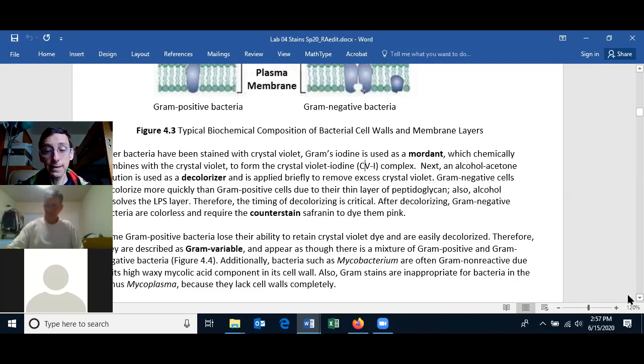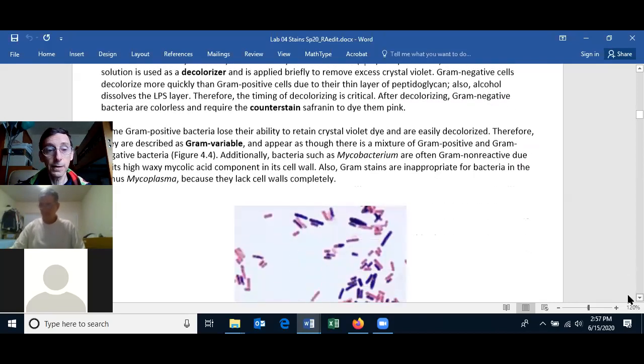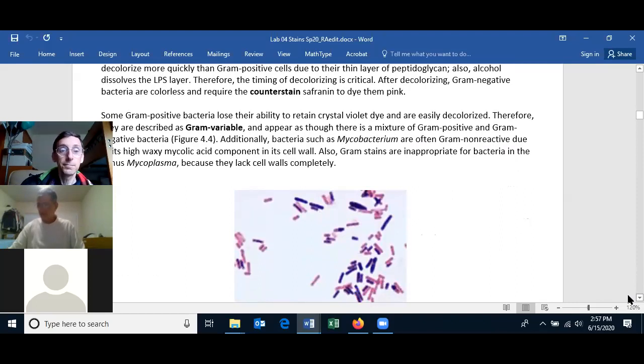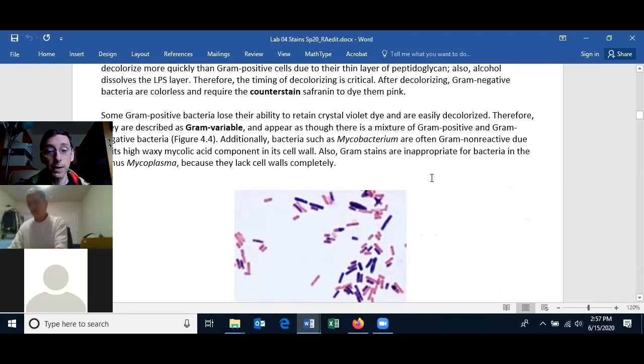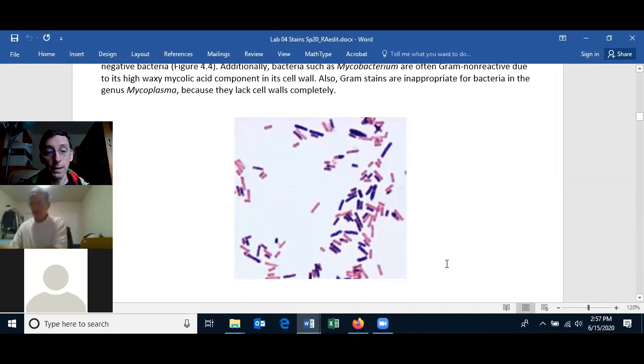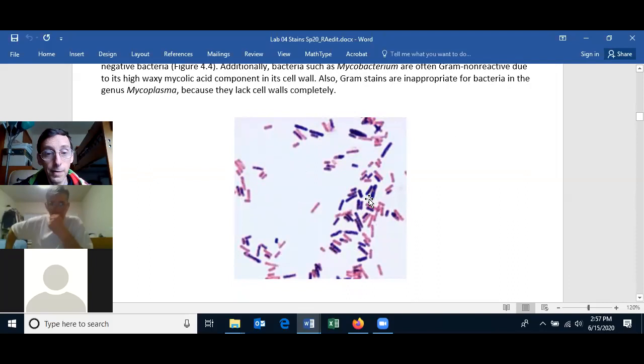Now, with that stated, some of the bacteria do not stain well with the gram stain, and we call them gram variable. It's mainly bacilli, particularly of the family Mycobacterium. And so here's the stain that was done on these cells. And as you can see, some of them are staining gram negative, some are staining gram positive.